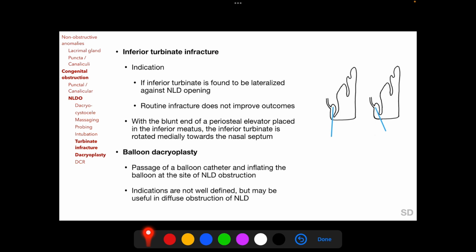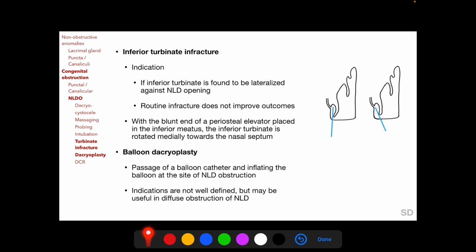Inferior turbinate infracture is indicated when the inferior turbinate is lateralized against the opening at the distal end of the nasolacrimal duct, obstructing the drainage in the nasolacrimal duct and also obstructing the view of the opening of the nasolacrimal duct during nasal endoscopy. However, routine inferior turbinate infracture during every probing procedure has not been shown to improve outcomes. With the blunt end of a periosteal elevator placed within the inferior meatus, the inferior turbinate is rotated medially towards the nasal septum. In balloon dacryoplasty, a balloon catheter is passed into the nasolacrimal duct and the balloon is inflated at the site of NLD obstruction.